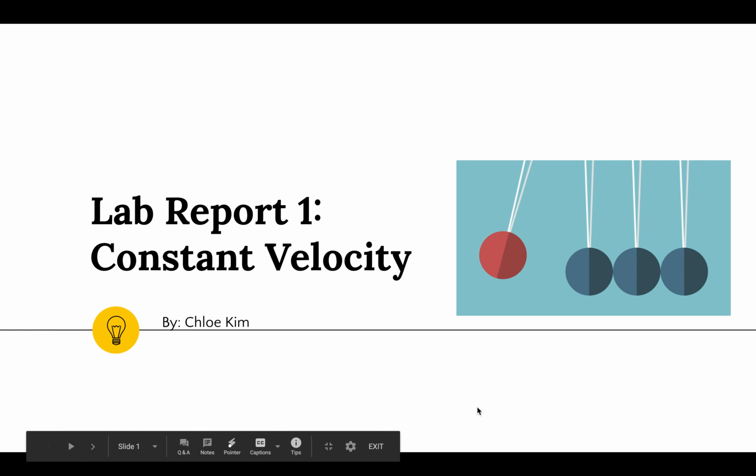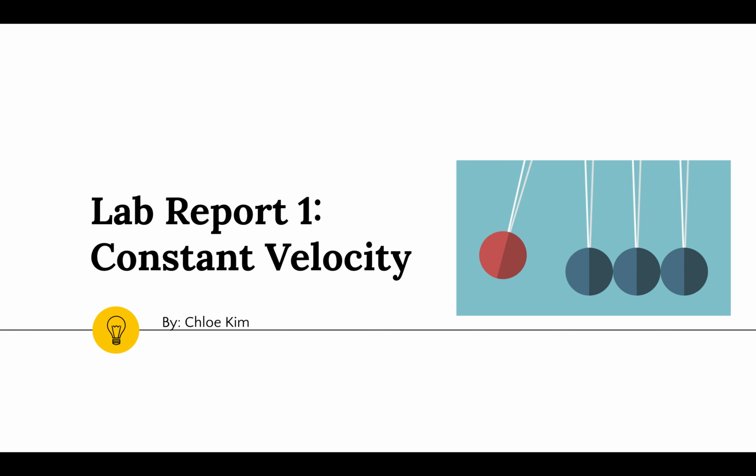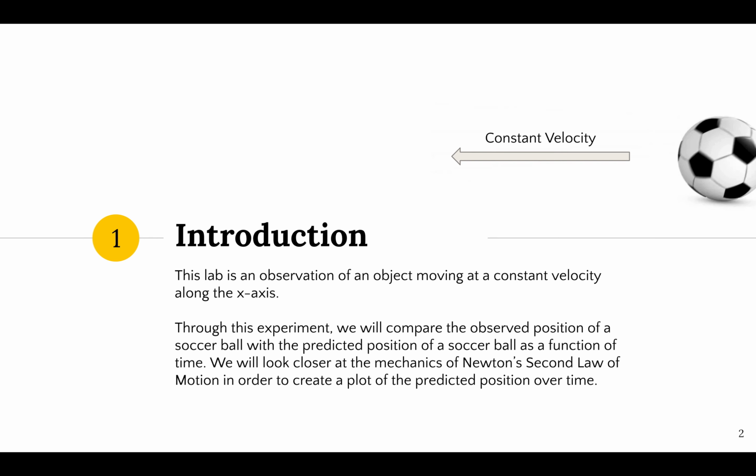This is Lab Report 1 pertaining to the concept of constant velocity. This lab is an observation of an object moving at a constant velocity along the x-axis. Throughout this experiment, we will be comparing the observed position of a soccer ball with the predicted position of a soccer ball as a function of time.